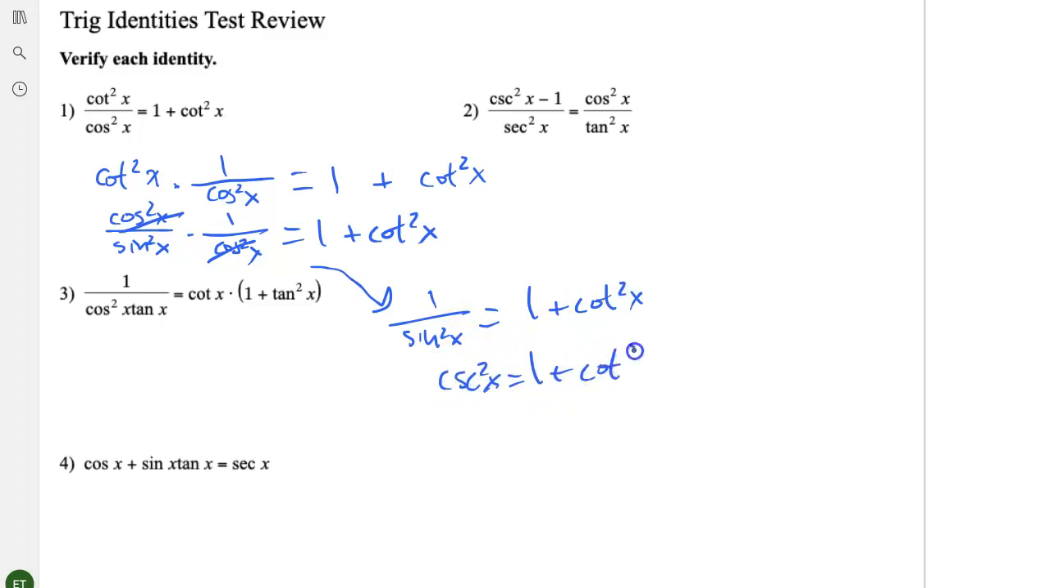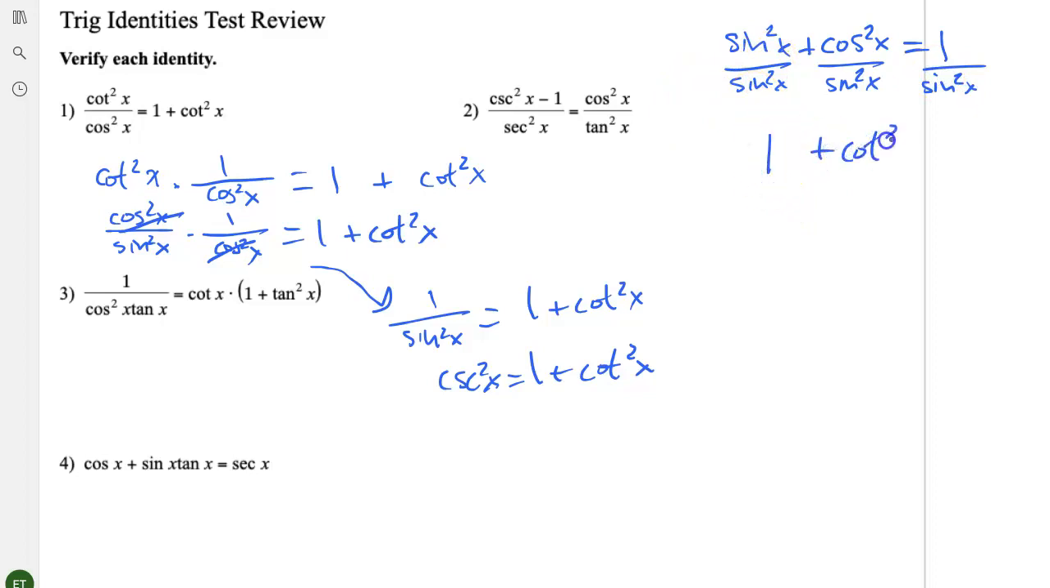And now that I get here, I feel like this may be one of my fundamental, not fundamental, but Pythagorean identities. So if I rewrite this here, I remember now, if I were to divide everything by sine squared x, what I end up with is 1 plus cotangent squared x equals cosecant squared x. So I could just write here Pythagorean identity, because that's precisely this, just from the other way around.